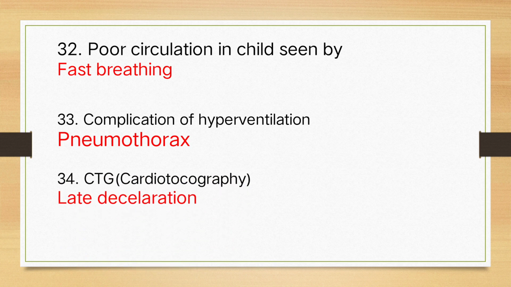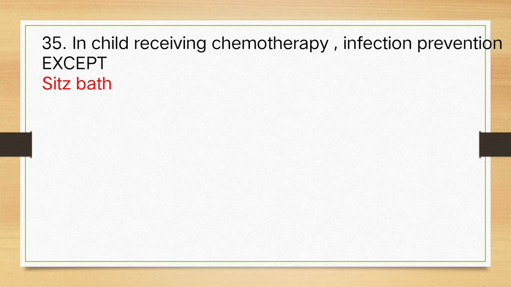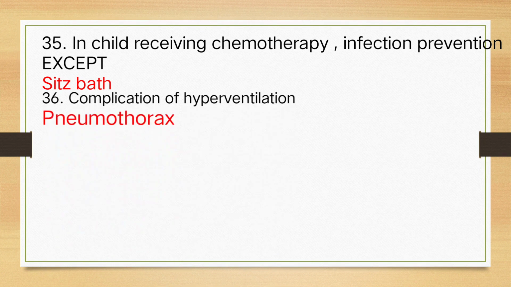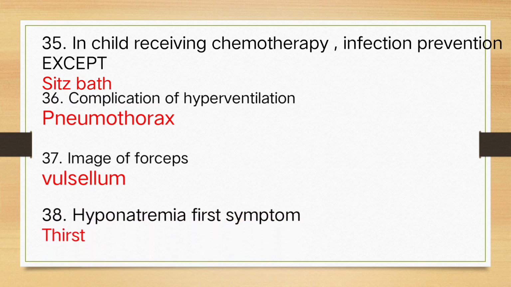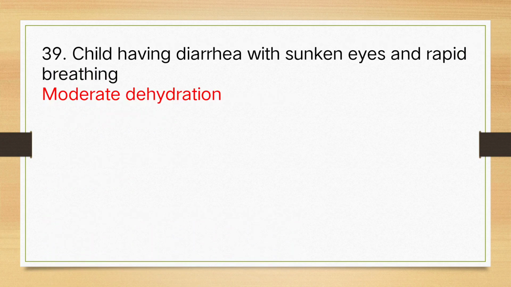CTG, cardiotocography was given. The answer is late deceleration. In child receiving chemotherapy, what are the infection prevention protocols, except is sitz bath. Then complication of hyperventilation pneumothorax, it is repeated. Then image of forceps was given, it is vulsellum. Hyponatremia, first symptom is thirst.